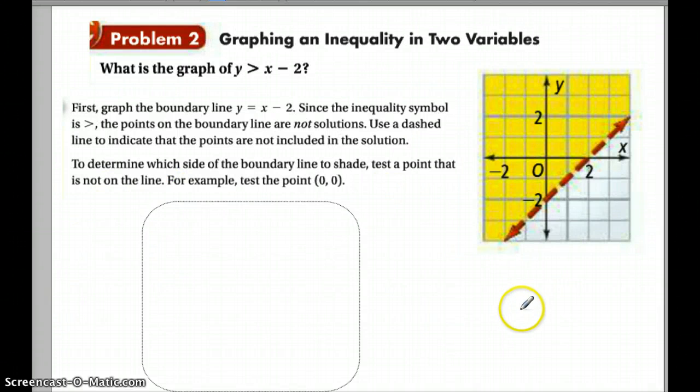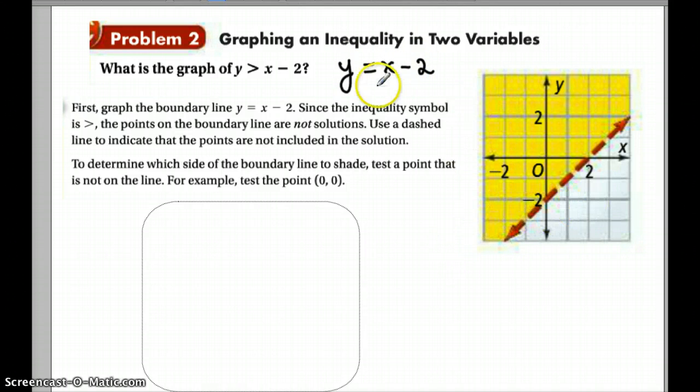So how do we graph an inequality in two variables? Well, you're all very familiar with graphing an equation in slope-intercept form. So we use those skills to graph the boundary line. So here's the inequality, y is greater than x minus 2. We're going to just change that to y is equal to x minus 2 in order to create the boundary.